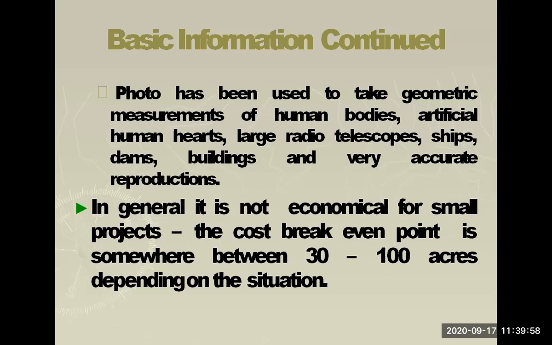So the cost break-even point is somewhere between 30 to 100 acres. It means if your land is 30 to 100 acres, then we can go for this survey. If our land is 30 to 100 acres, then we can go for this photogrammetry, it means remote sensing techniques.